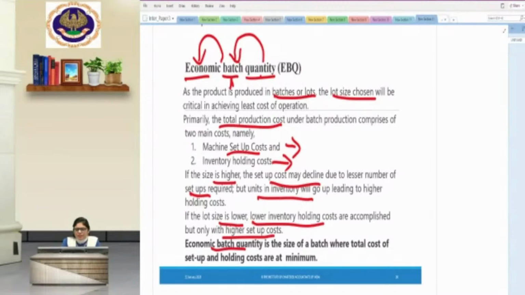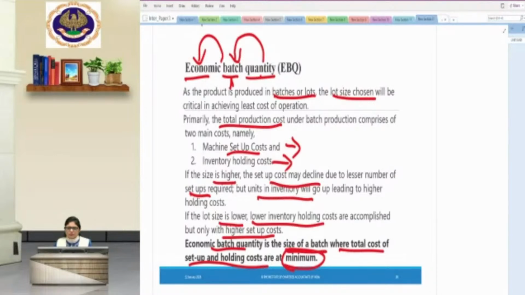Economic batch quantity is the size of a batch where total cost of setup and holding is minimum. Clear? Similarly, in EOQ, economic order quantity, whatever the cost comes out to be tells how much material should be purchased in one order. It is economic order quantity. This is economic batch quantity. How much quantity to be produced in one batch? That means the total cost for that batch or production run should be minimum.